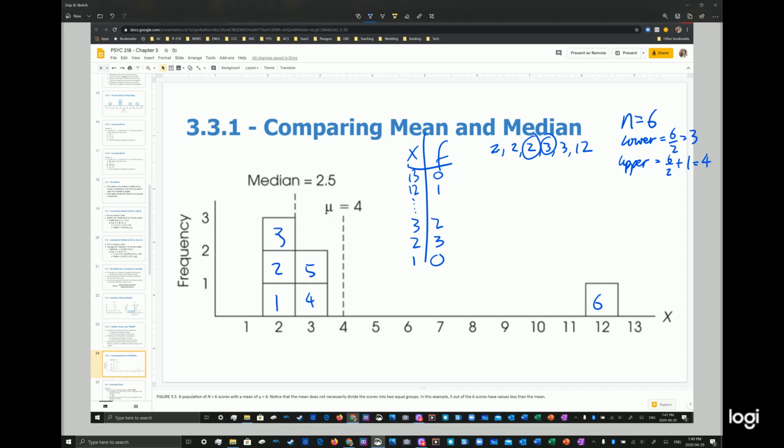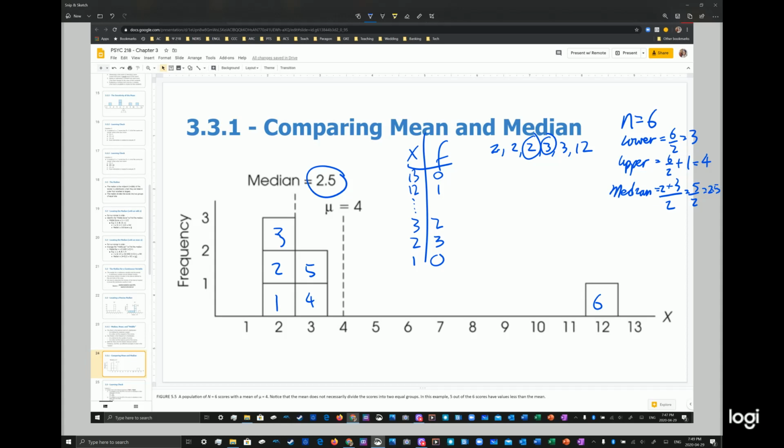And so I averaged those out. So the median here would be 2 plus 3 divided by 2. So that's 5 divided by 2. So that's 2.5. And that checks out. We can also do the mean.